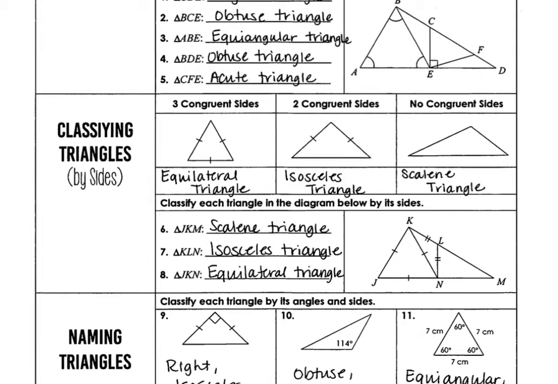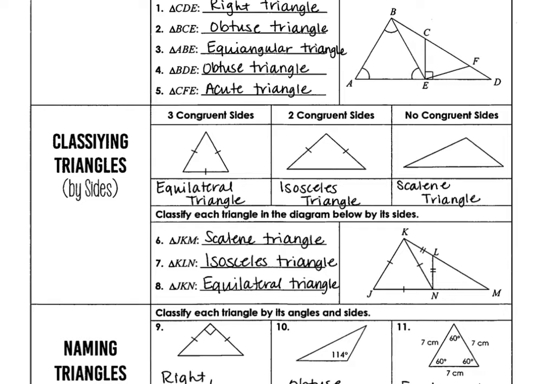We can also classify a triangle by its sides, by its side measures. So again, triangles are closed shapes with 3 sides that also result in 3 angles. And we classify triangles by angles and by sides. So to classify by sides, we can call them equilateral if they have 3 congruent sides, isosceles if they have 2 congruent sides, and scalene if they have no congruent sides.